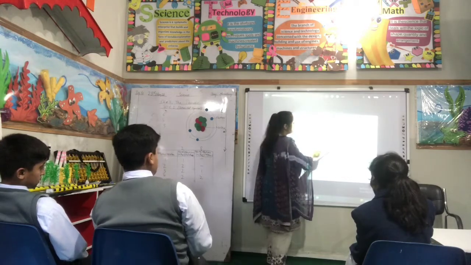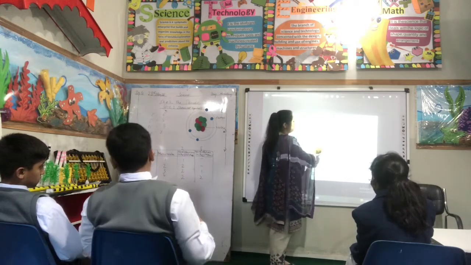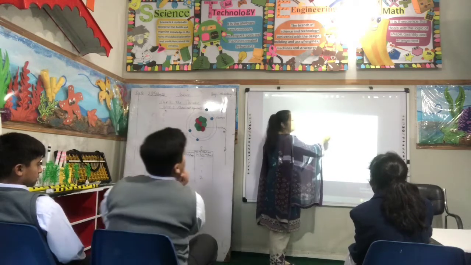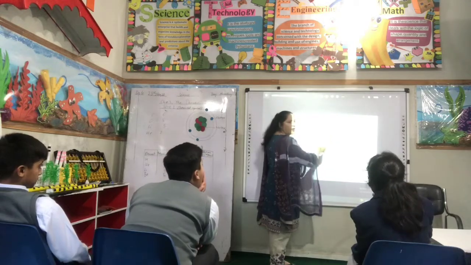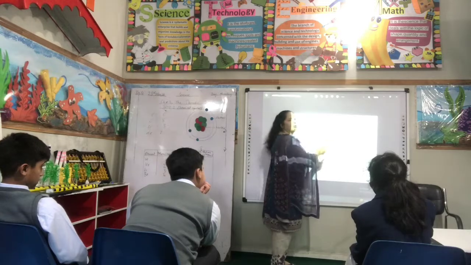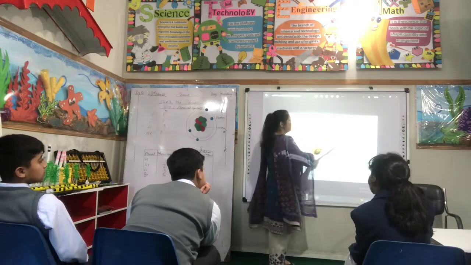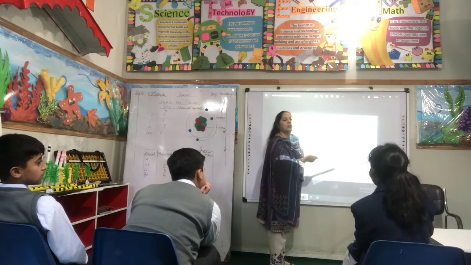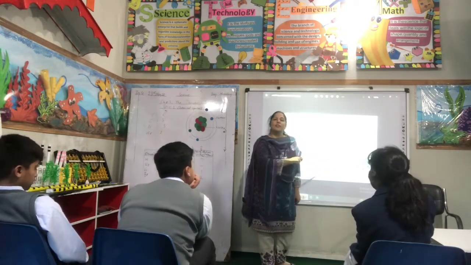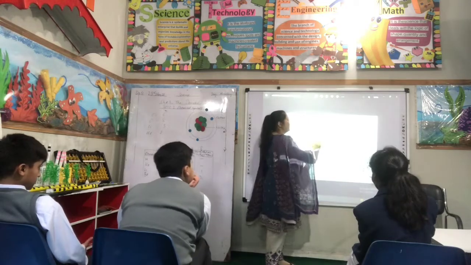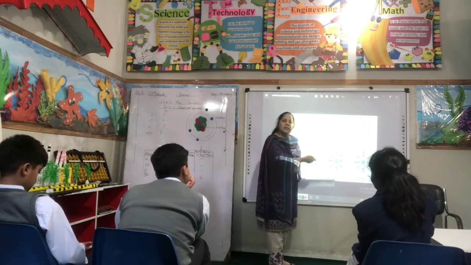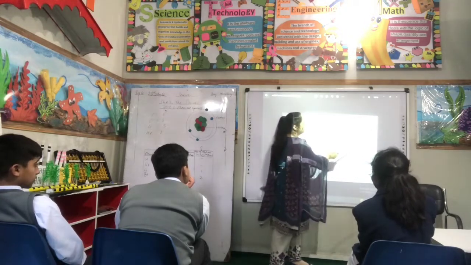But in carbon, the atomic number is 6. It means it has 6 protons and 6 electrons revolving around it. 2 electrons we can put in the first shell, another 4 in the second shell. Yes, because the capacity of the first shell is 2. That's why we put only 2 in the first and the remaining in the second shell. Very nice. Okay, now nitrogen.